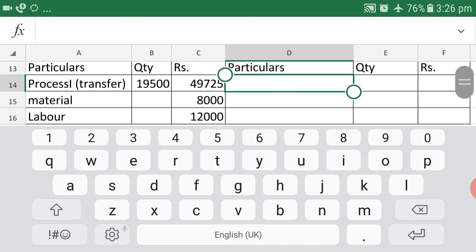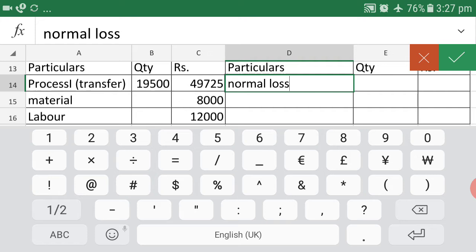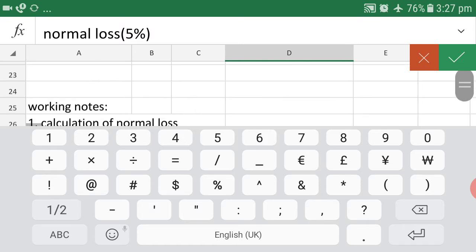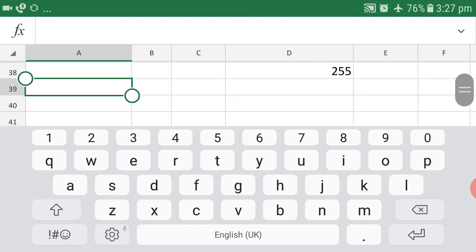Let's move to credit side items. Normal loss is given as 5%. Normal loss 5%, that we can write down in bracket, 5%. And we can move to the normal loss calculation. Let's move to working note. Working note number 3, we can write working note continuation here.